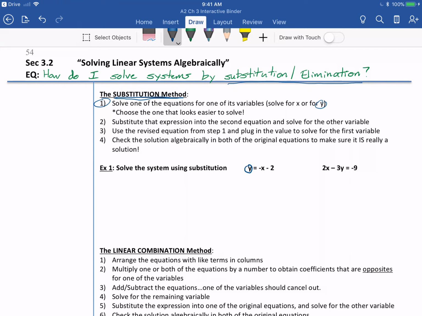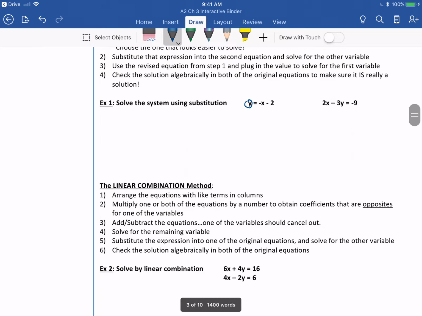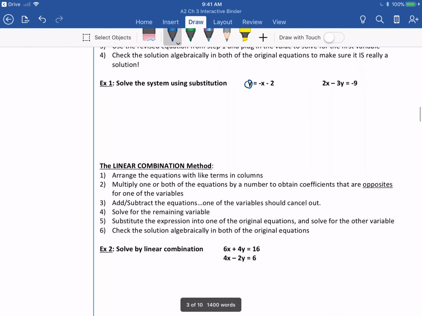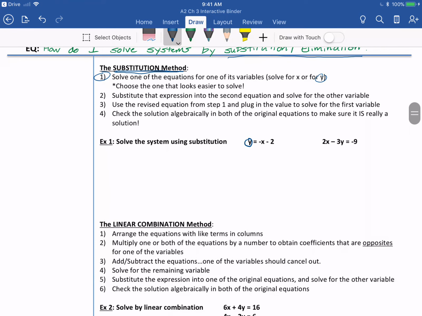Most of the time when you want to do substitution, you pick one that's already solved for y or x. If it's not solved for y or x, you're probably going to use the linear combination method, or elimination. That's just going to be the easier way to do it. We're going to talk about that in a little bit.